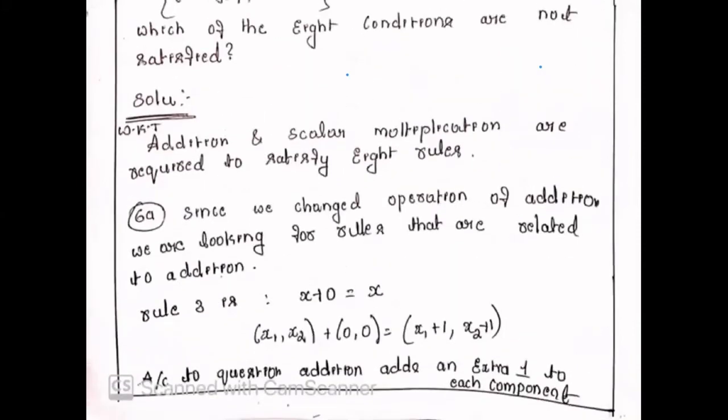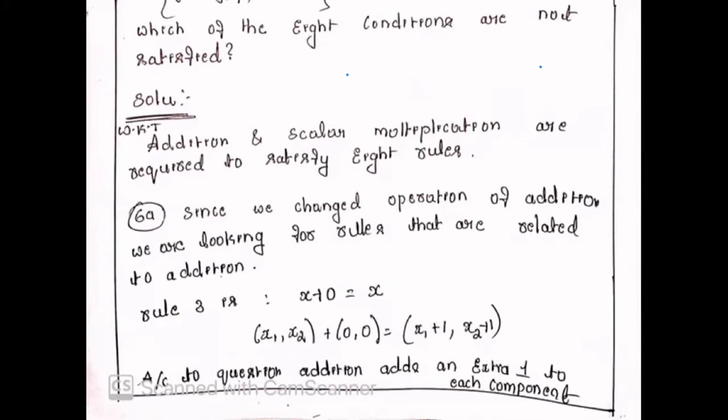The first question is that addition and scalar multiplication are required to satisfy 8 rules. Since we changed the operation of addition, we are looking for rules related to addition. Since there is no change with respect to multiplication, you look only at the addition part. So let's consider x plus 0. Rule 3 is x plus 0. You should get x. But here what happens?